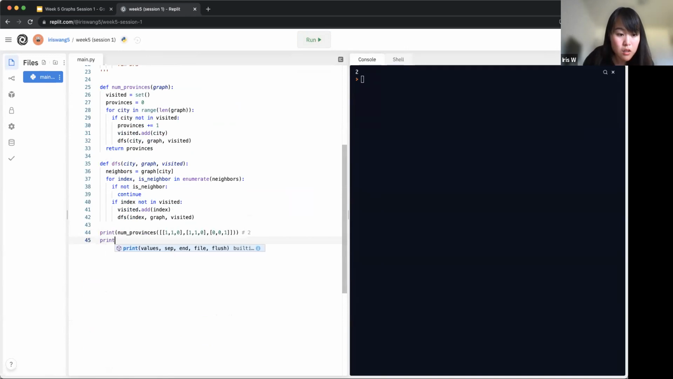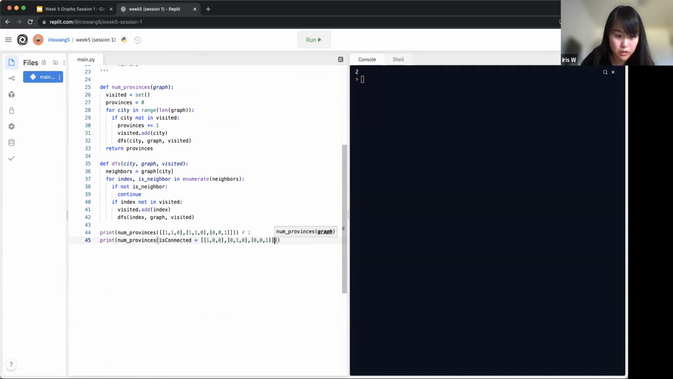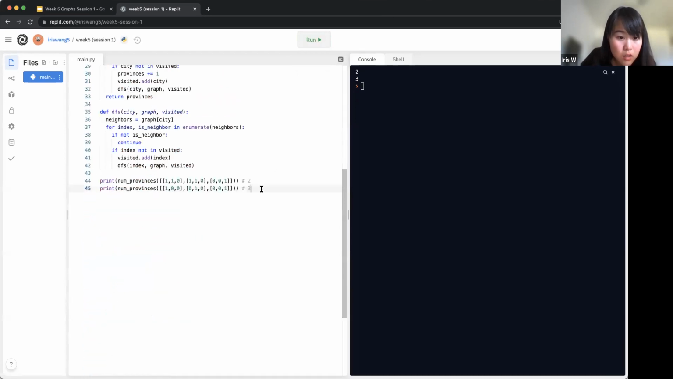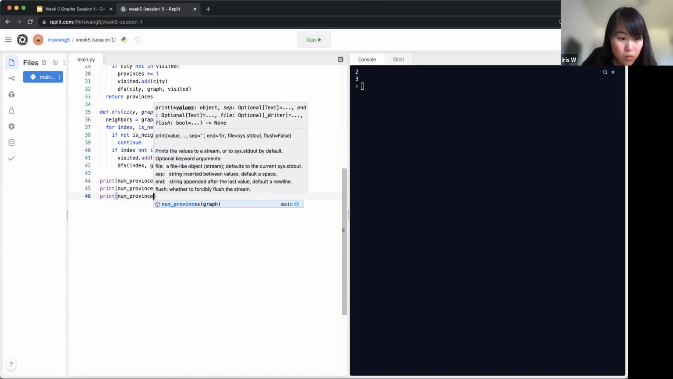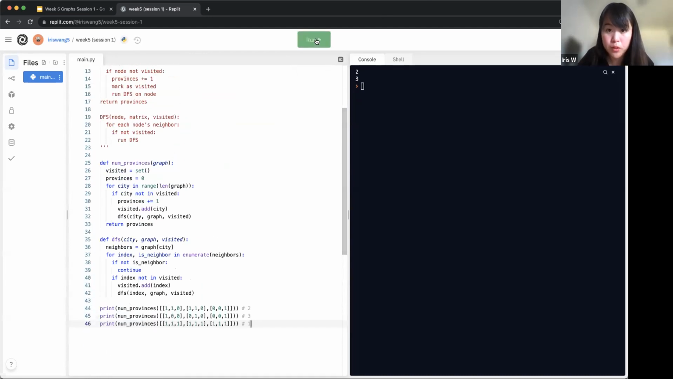So in the case where none of the cities are connected to each other, we want to make sure that this outputs a 3. Okay, that looks good. And then we just want to run through the case that I brought up before, which is when the cities are all connected to each other, and that should return a 1, and hopefully that doesn't loop. Okay, great, that looks good.